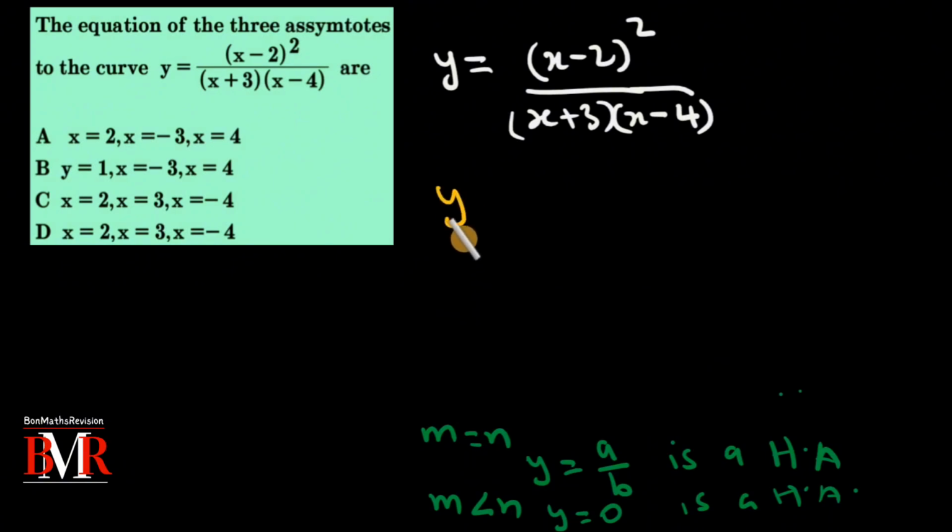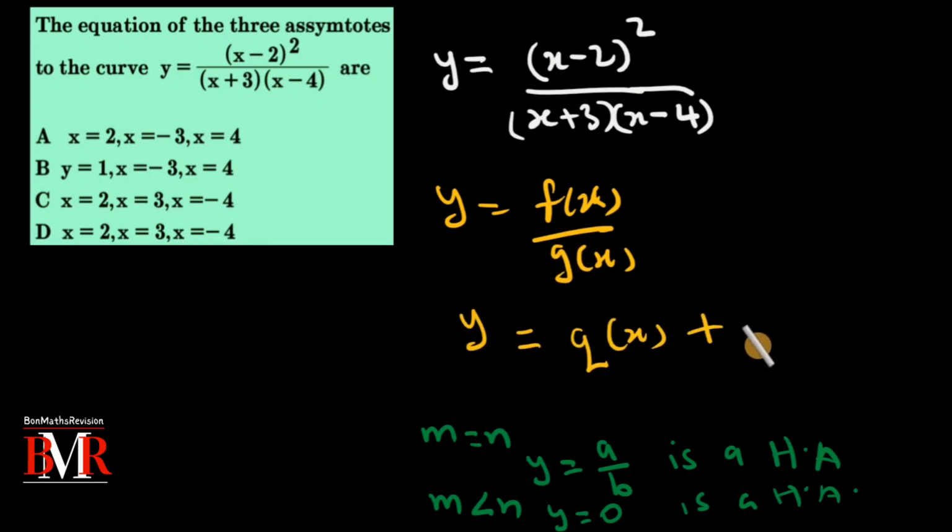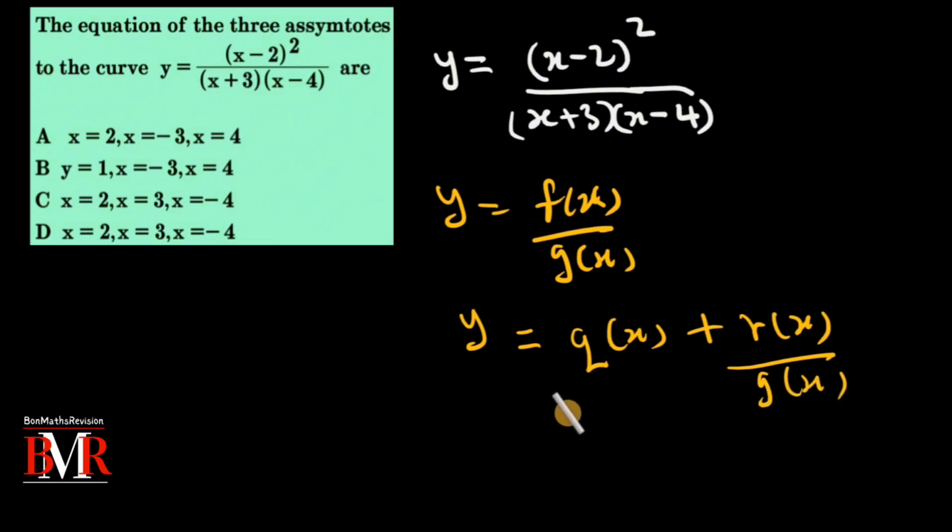Let's say y is equal to f of x over g of x, given that the degree of f of x is greater than the degree of g of x. Then we can get the oblique asymptote of the curve by carrying out a long division of f of x by g of x. Let's say we carry out the long division and have y equals q of x plus r of x all over g of x. Then the oblique asymptote is y equals q of x, that is, the quotient of the long division.